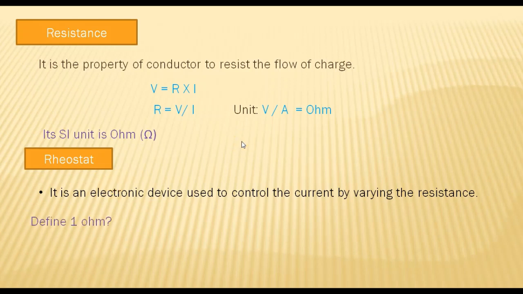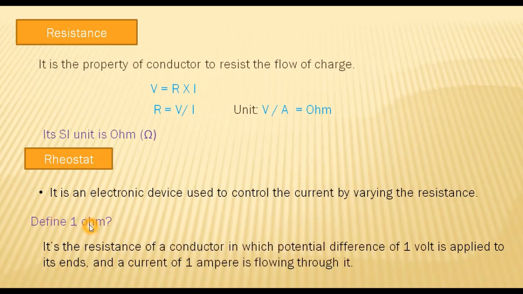Okay, now if I ask you to define 1 ohm, we saw that 1 ohm is nothing but the potential difference divided by current. So if we need to define 1 ohm, it is the resistance of a conductor in which a potential difference of 1 volt is applied across the ends and a current of 1 ampere is flowing through it. So whenever a potential difference of 1 volt is applied to a conductor and a current of 1 ampere is flowing through it, the resistance of that conductor is 1 ohm.